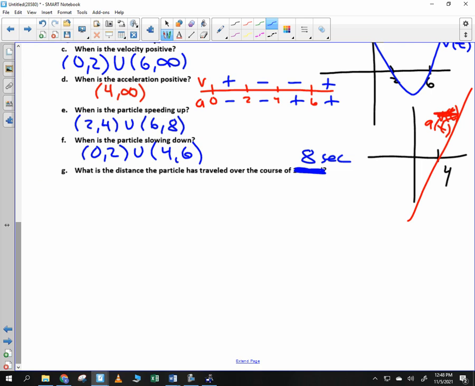So I have to consider the start, which is time equals 0. I also need to consider where it changes direction, right? At what time did it change direction? That's when the velocity changes from positive to negative or negative to positive. 2 and 6. Yep.